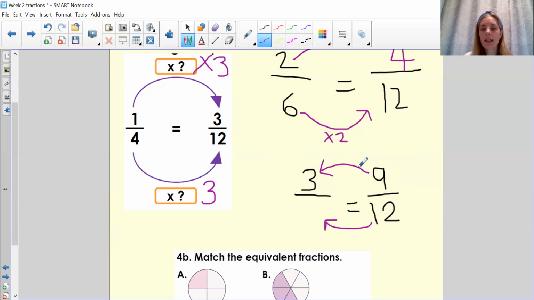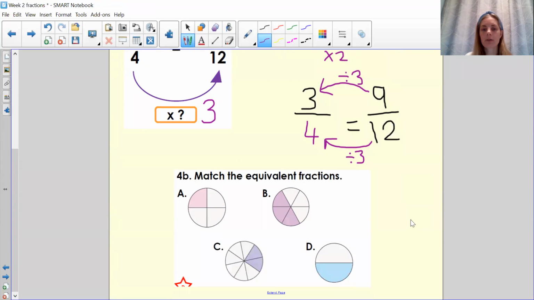Right, so I've got 9 divide by 3 gives me 3. So whatever I do to the one number, I need to do to the other. And then I say 12 divide by 3 is going to be 4. Okay, and I can do the inverse just to check. 3 times 3 is 9. 4 times 3 is 12.